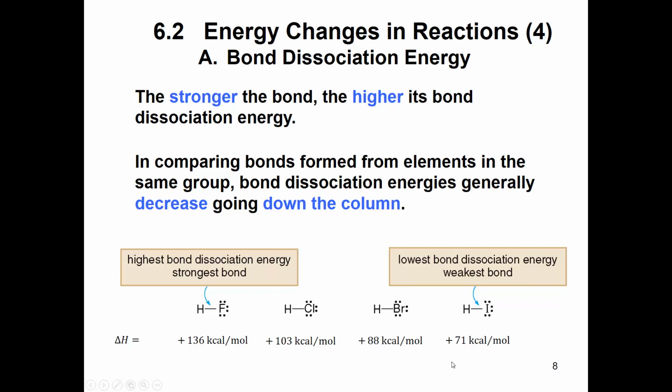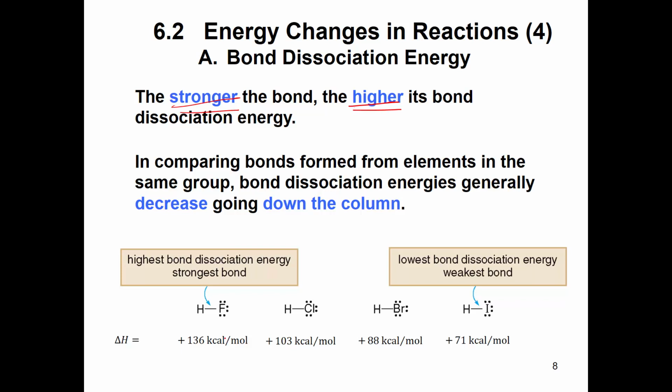The stronger the bond, the higher the dissociation energy. That is, the more energy it takes to break the bond. So the stronger the bond, the more energy it takes to break the bond. When you compare bonds from elements in the same group, in the same column, bond dissociation energies generally decrease as you go down the column. So it gets easier to break bonds with that element as you go down.